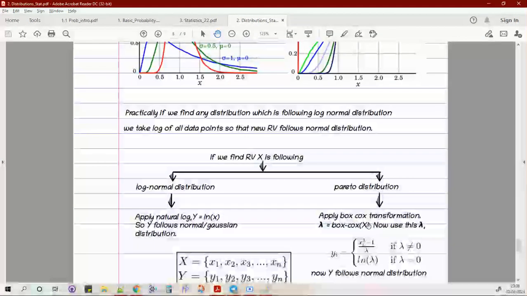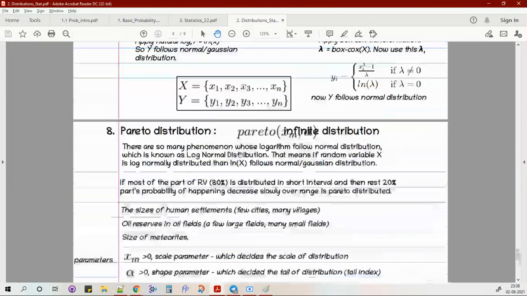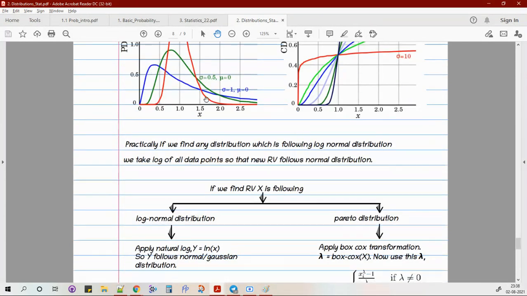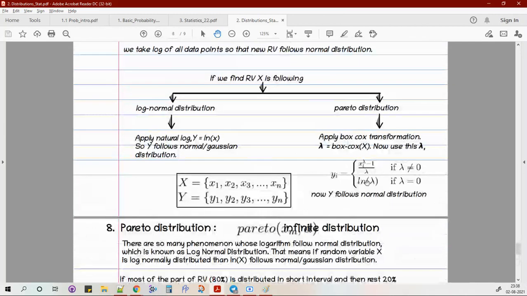Internally, they are comparing how skewed the Pareto distribution is compared to the log normal distribution. The log normal is also skewed if you take a high value of sigma. If you take higher and higher values of sigma, it will start looking like the Pareto, because the tail is increasing. If lambda is equal to 0, we are applying a natural log on x, which means x was following a log normal distribution. So after applying Box-Cox, if we get lambda equal to 0, it is log normally distributed.